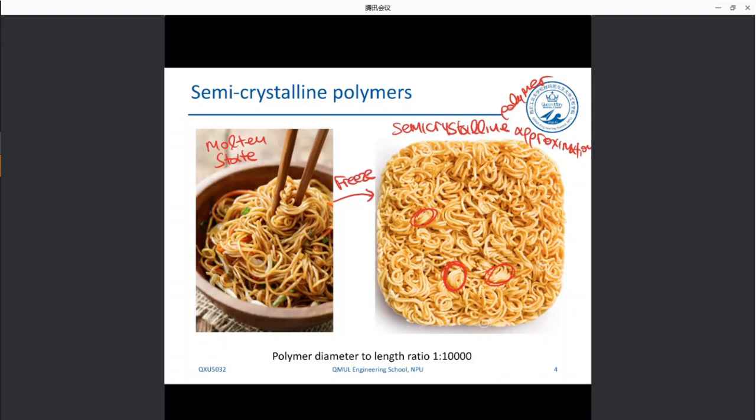Of course, in reality, this is not the case, because it's a bit difficult to obtain this state from a molten, cooked pack of noodles, but we're trying to approximate this in polymer science, okay?